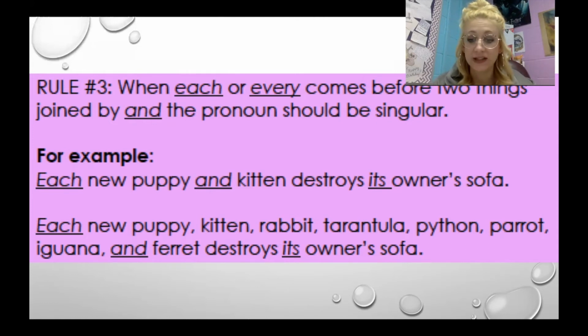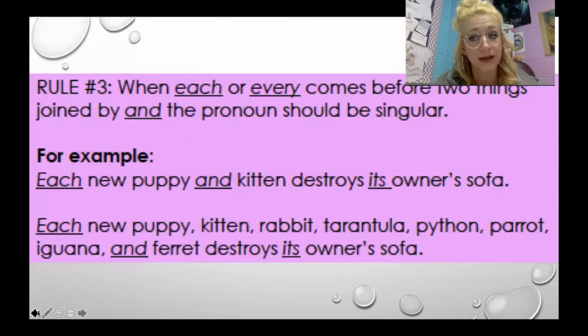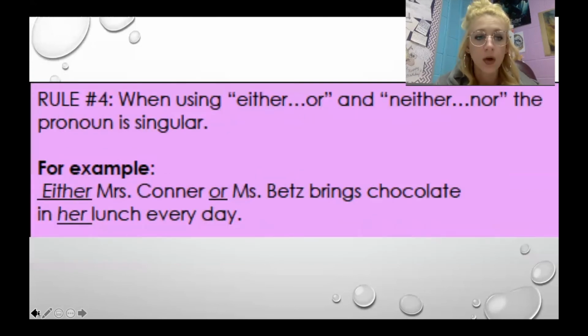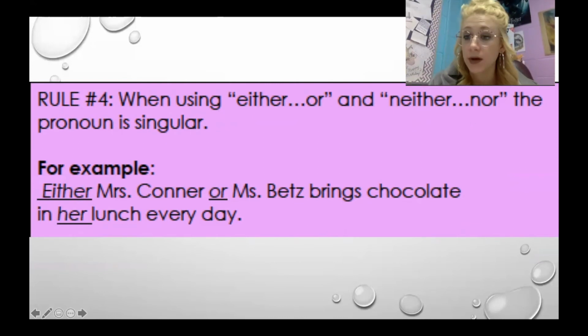Cool. So if I just have and used and there's no each or every in front, then it is plural. But once you put that each or every in front of the antecedent, then it is singular. Okay, so that's rule 3. Rule 4, when using either or, neither nor, the pronoun is singular. So if I'm saying either this one thing or this one thing, singular.